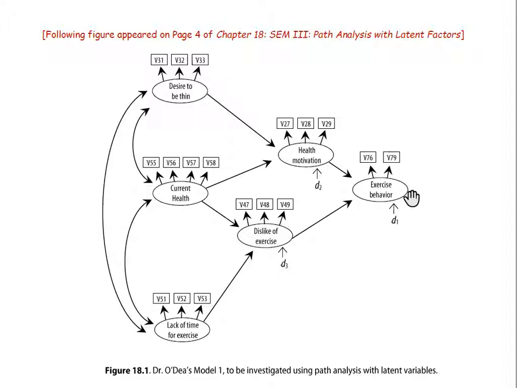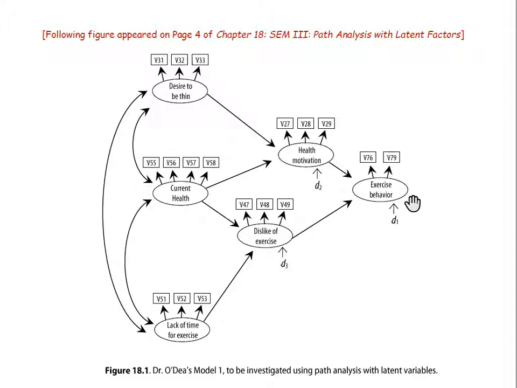Notice that my ultimate outcome variable is exercise behavior. It's no longer enclosed by a square. Instead, it's enclosed by an oval. That means we're treating it as a latent factor. This latent factor, exercise behavior, is once again predicted to be causally determined by health motivation. Notice it's an oval, meaning it's a factor. And dislike of exercise. Notice it's an oval. Once again, health motivation is predicted to be determined by desire to be thin and current health. So it's essentially the same causal model that we looked at before, except now the variables that make up the causal chain are latent factors.